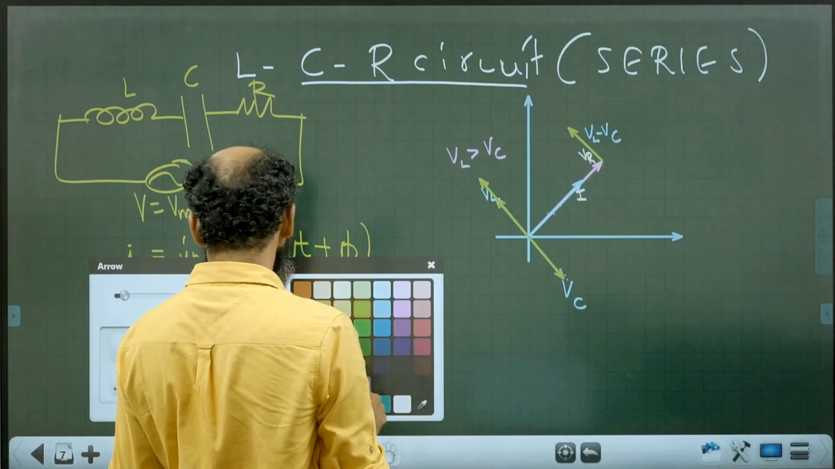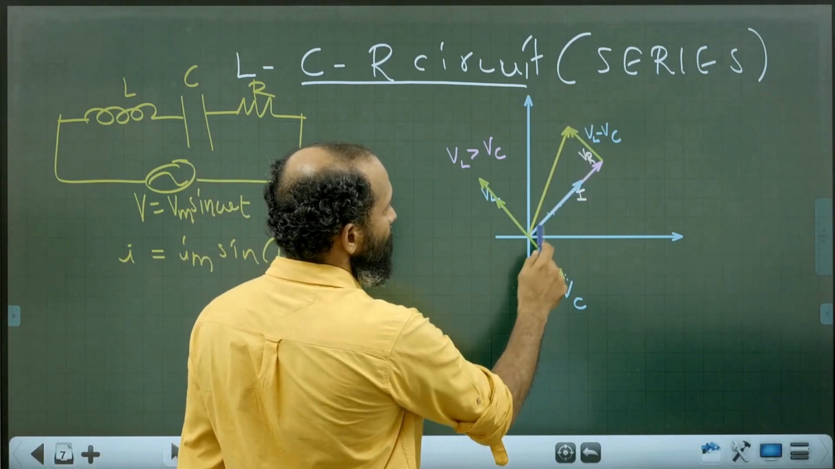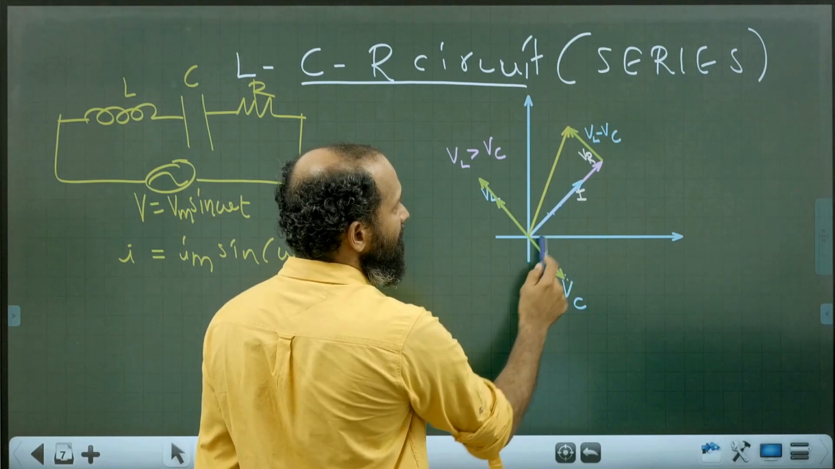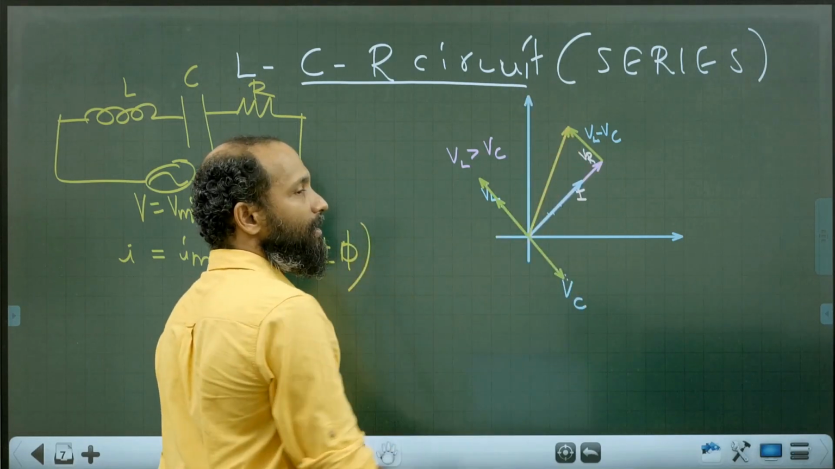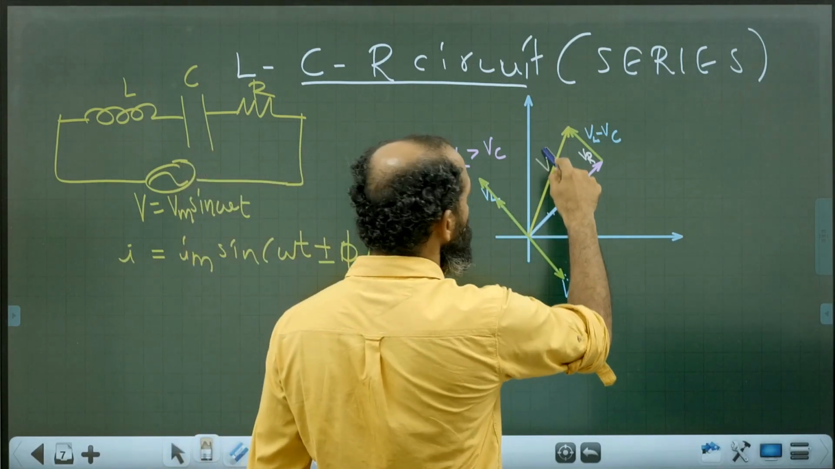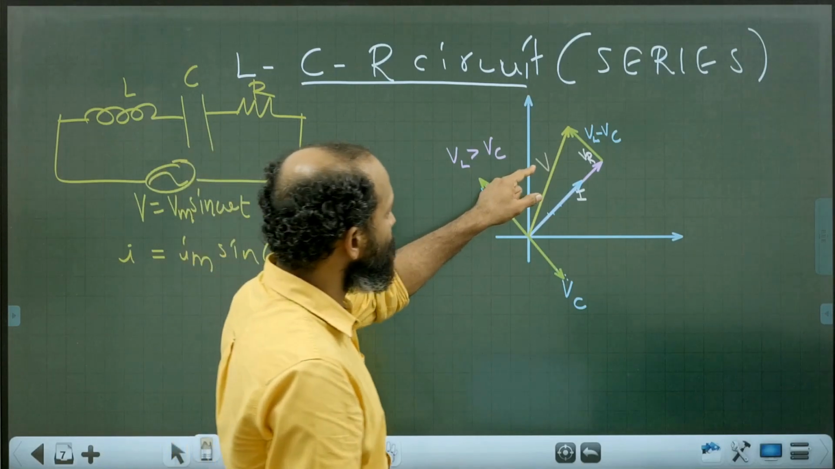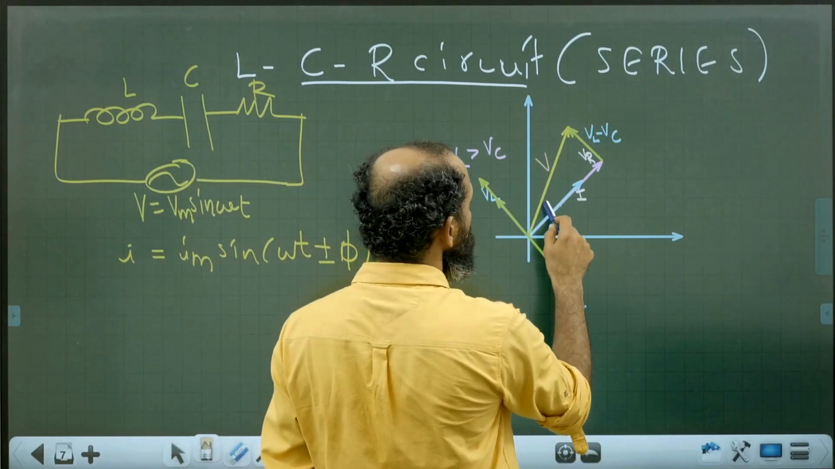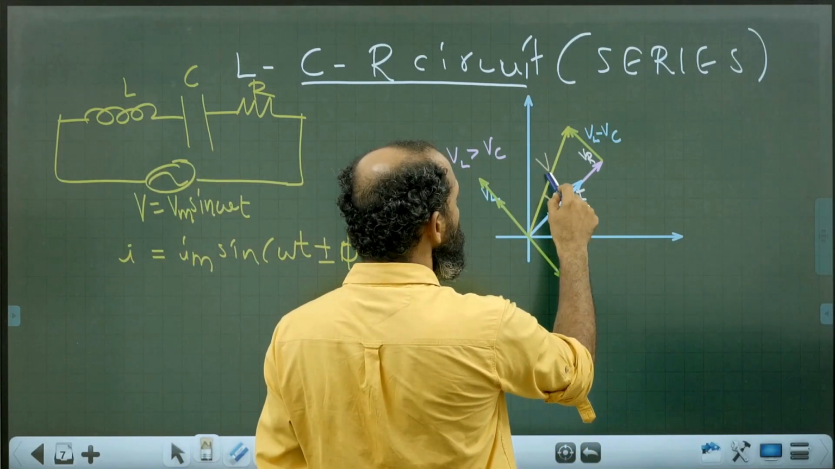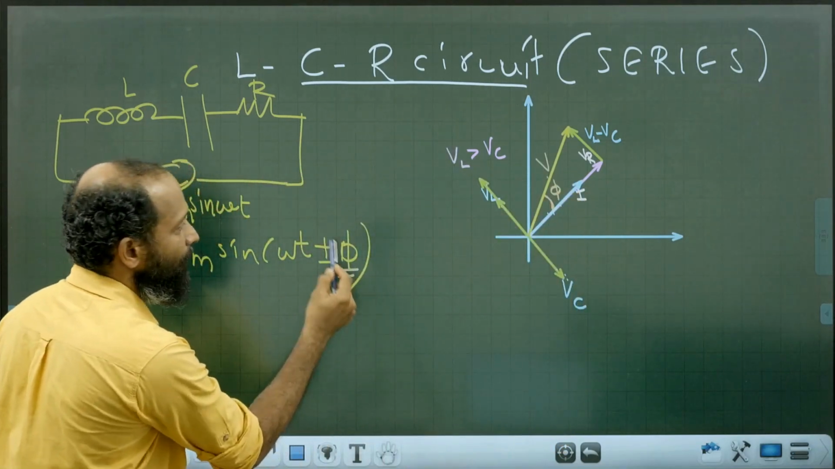Then draw the third closing side, keeping VR as the adjacent side and VL minus VC as the opposite side. The third closing side will give the supply voltage or the resultant. So the AC voltage supplied is V. The phase angle between the supplied voltage V and the circuit current I is phi. That is nothing but the phi mentioned here.